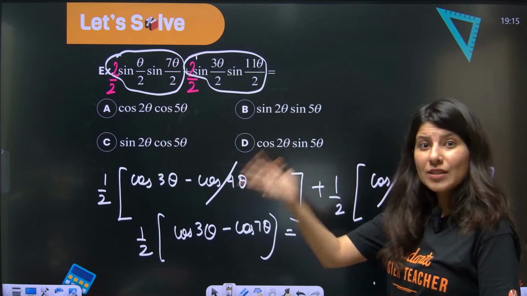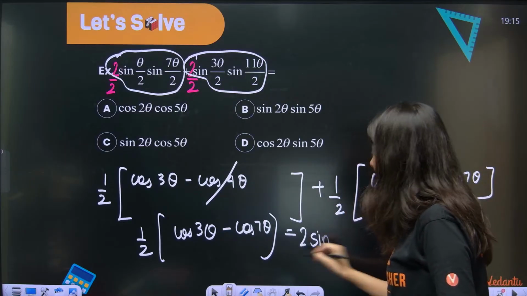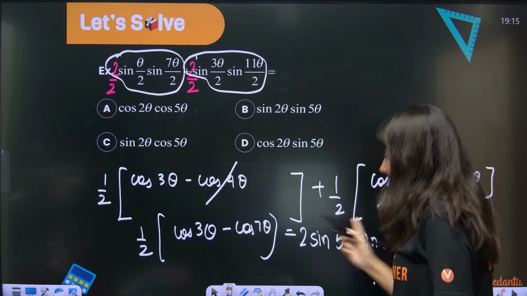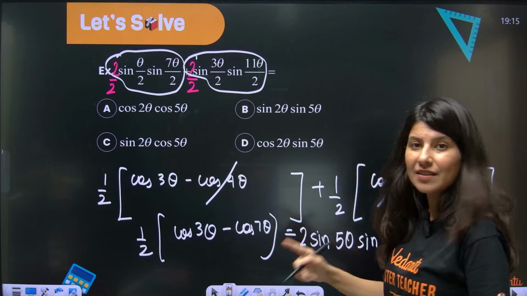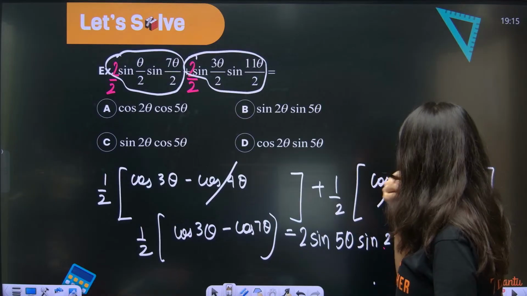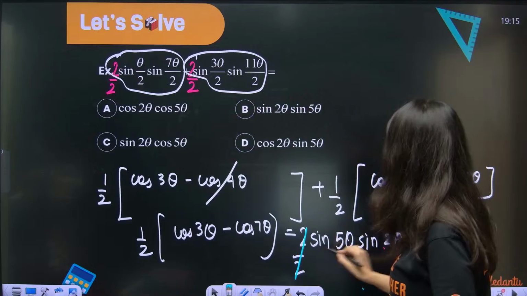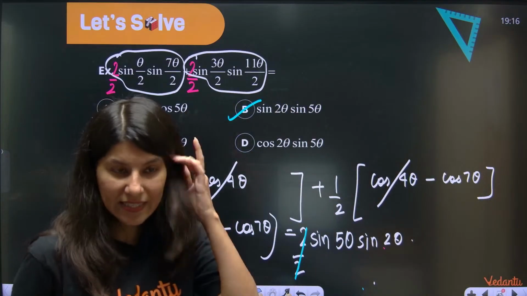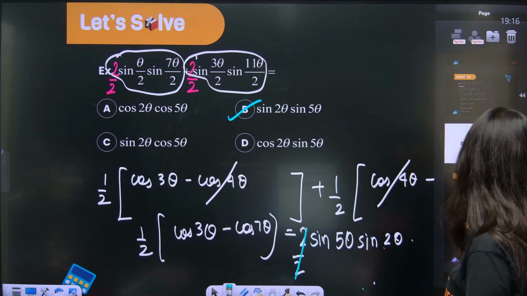Cos C minus cos D, now the previous 4 formula, last one: 2 sin (C plus D) by 2, sin (D minus C) by 2. Remember, D minus C by 2. So this is 7 minus 3, 4, 4 by 2, 2 theta. A little bit confusing can happen, 1 by 2 is already there. So 2 cancel. Now, tell me which option is sin 5 theta, sin 2 theta. Option B. Yes. So, were you able to do it?